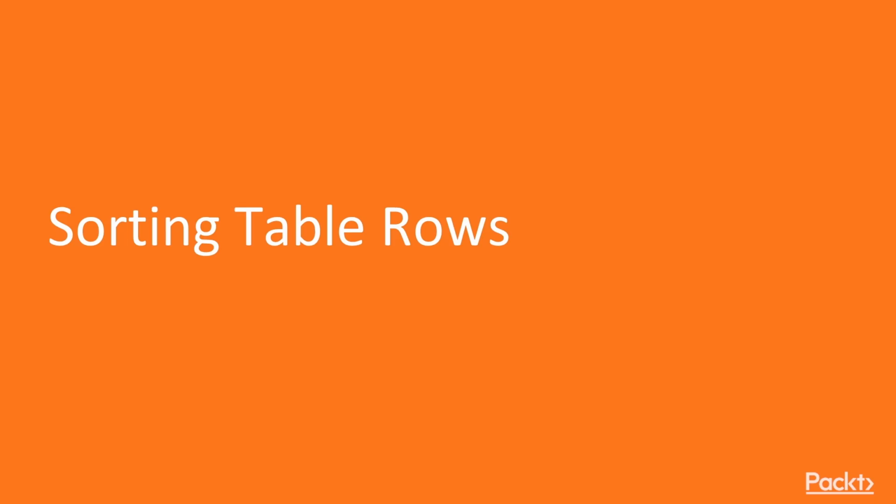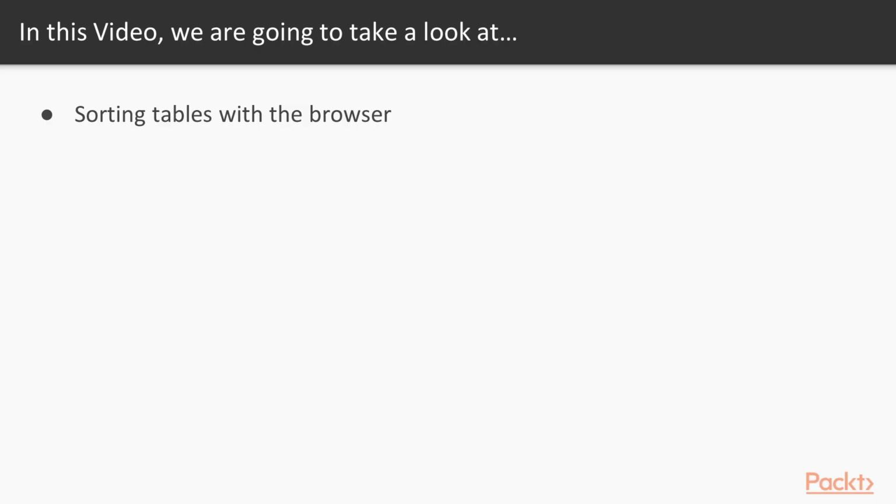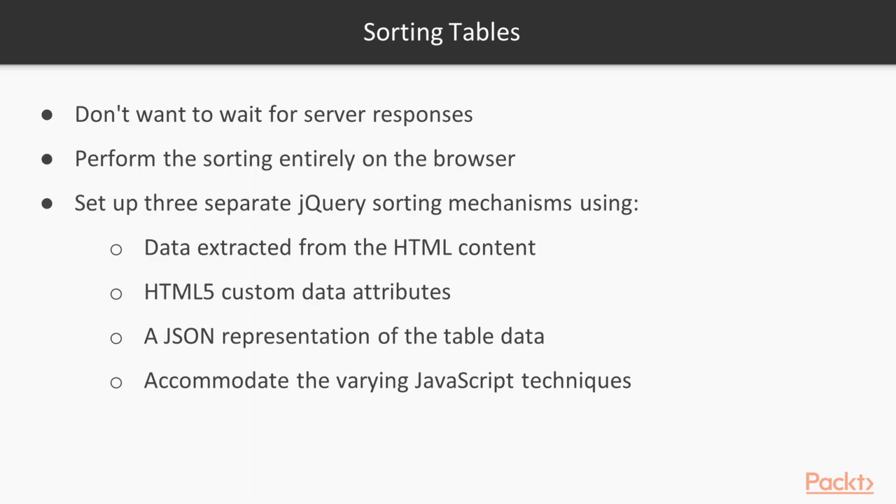Now we move on to the first video, sorting table rows. In this video, we are going to sort tables with the browser. There are times when we either don't want to wait for server responses when sorting, or don't have a server-side scripting language available to us. A viable alternative, in this case, can be to perform the sorting entirely on the browser using JavaScript and jQuery's DOM manipulation methods. So, we will set up three separate jQuery sorting mechanisms. Each will accomplish the same goal, but in a unique way.